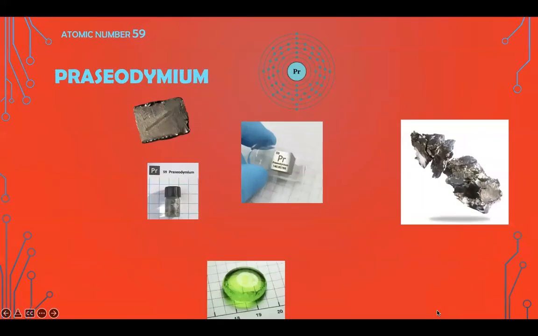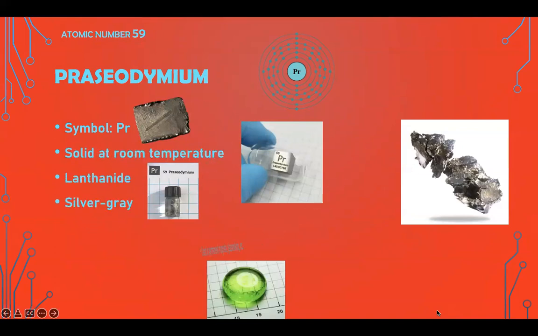Praseodymium, which is one of my friend's favorite elements. Here's why. Praseodymium has the symbol Pr. It's a solid at room temperature. It's a lanthanide. It's silvery gray. Praseodymium is used to make permanent magnets and glass.